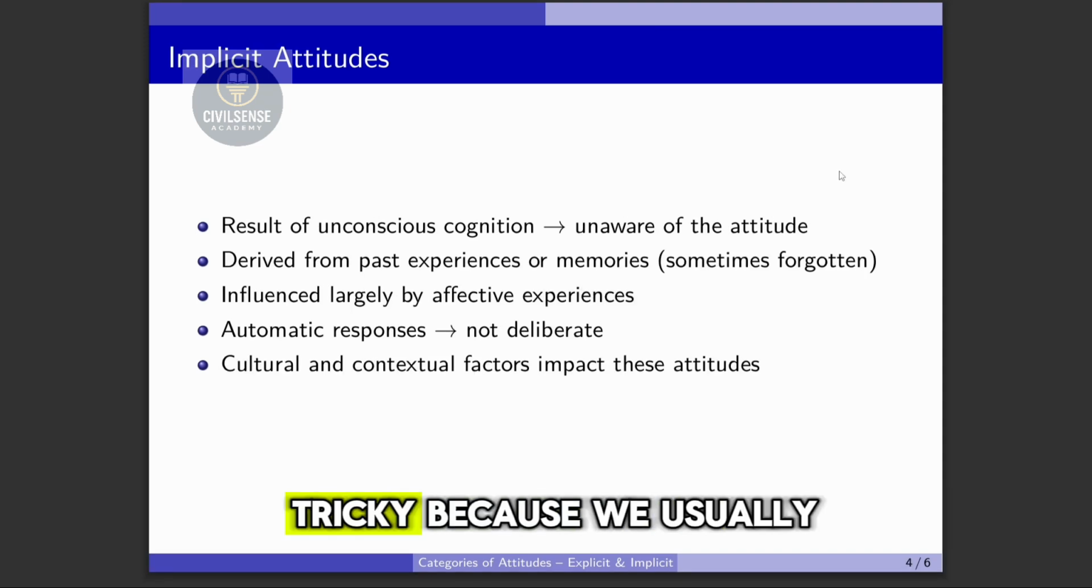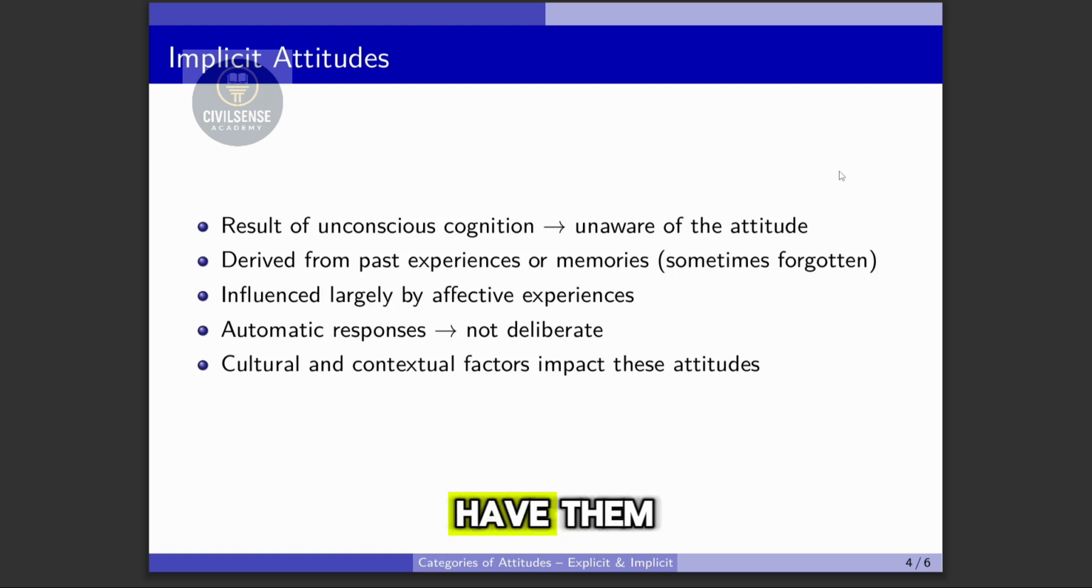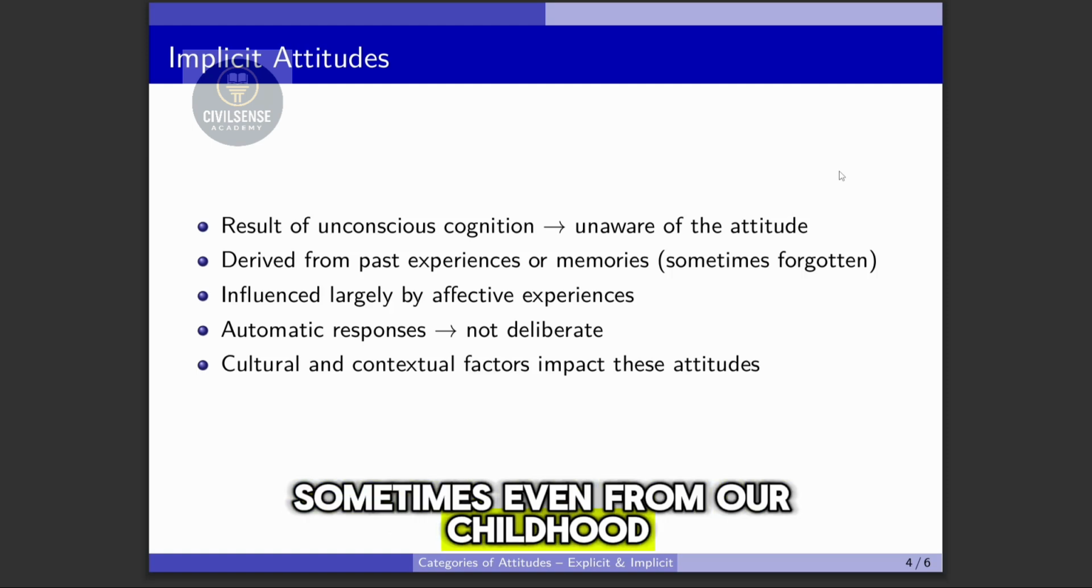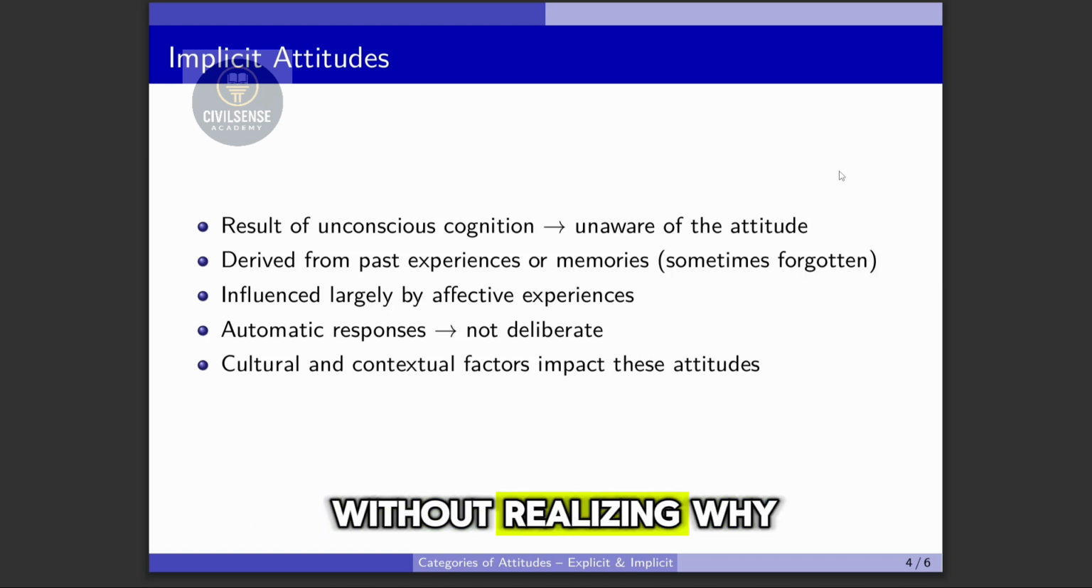These are a bit tricky because we usually don't know that we have them. They come from our past experiences, sometimes even from our childhood, and we react automatically without realizing why. Let me give you some simple examples. Suppose you feel nervous when you see a police uniform. Maybe as a child you saw your parents get scared of the police, and that feeling stayed with you. You don't think about it, but it's still inside.